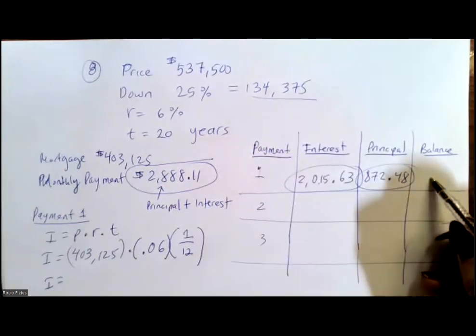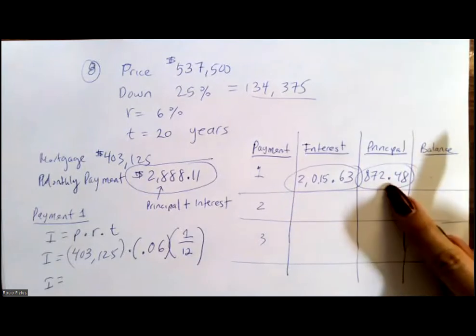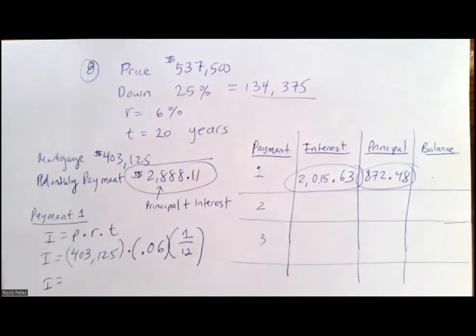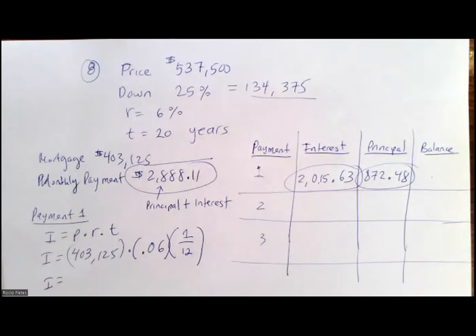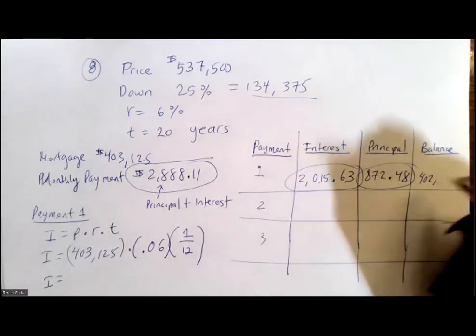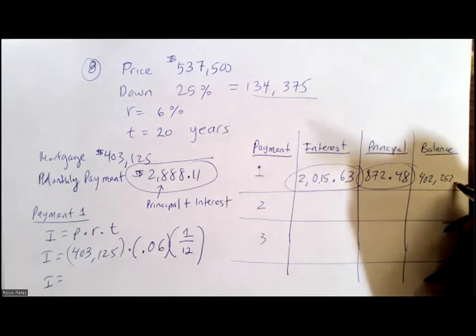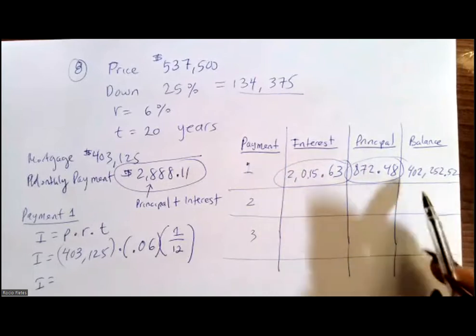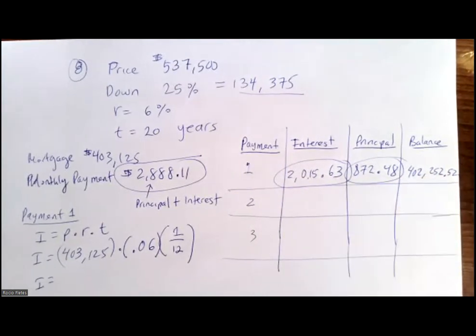Now, how do you get the new balance? You're going to subtract the principal from the mortgage amount. So you get 403,125 minus 872.48. Don't subtract the interest, you subtract the principal. And you get 402,252.52, 52 cents.